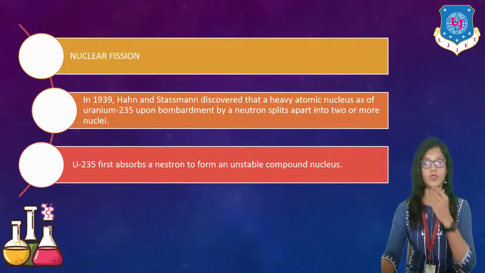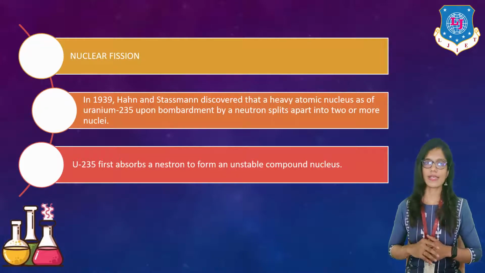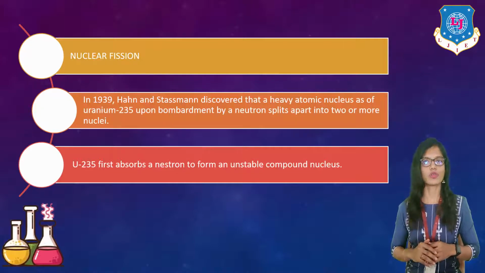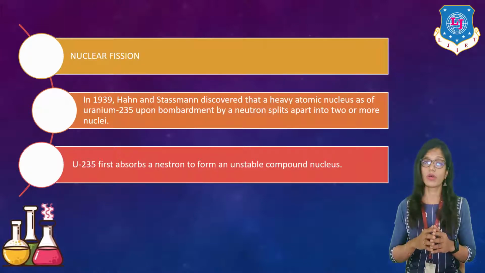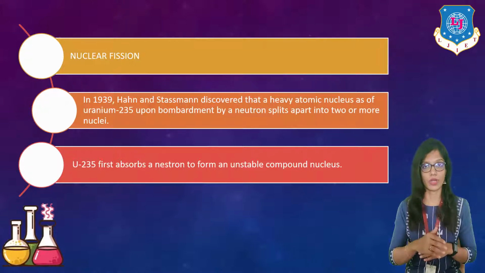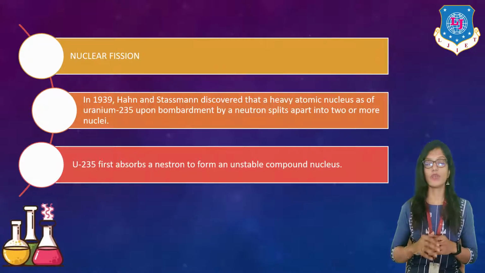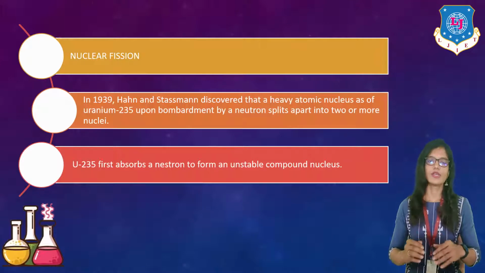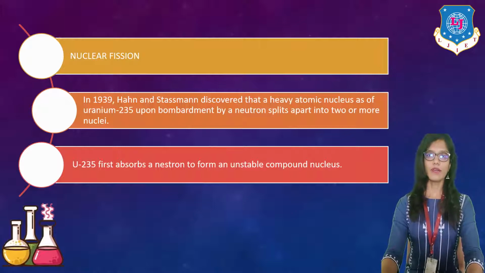Now there are two different types of reactions. Number one is nuclear fission, and number two is nuclear fusion. As I said, how many protons and how many electrons are removed from that unstable nucleus, known as the parent nucleus, we will decide which kind of reaction it will follow. The first one that we will take into account is nuclear fission.